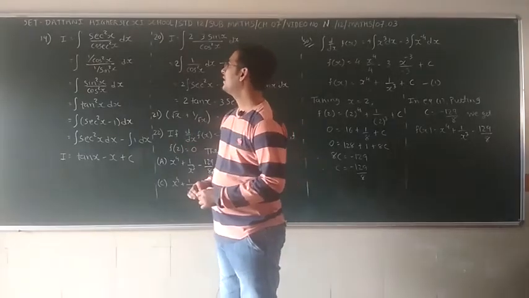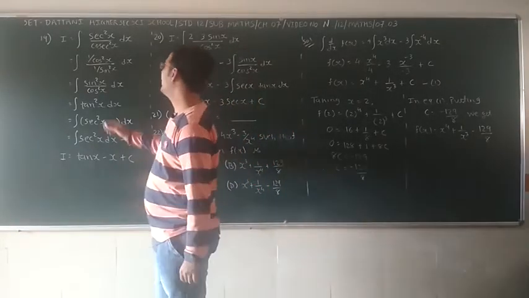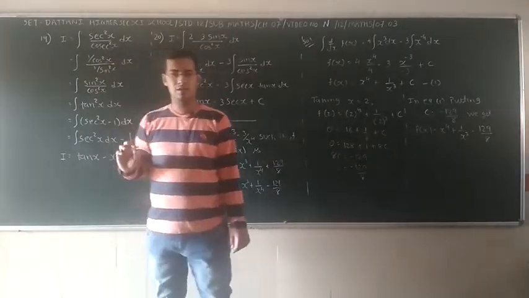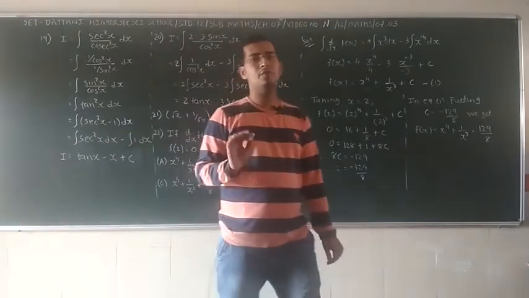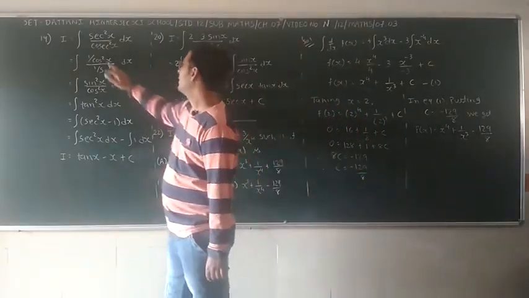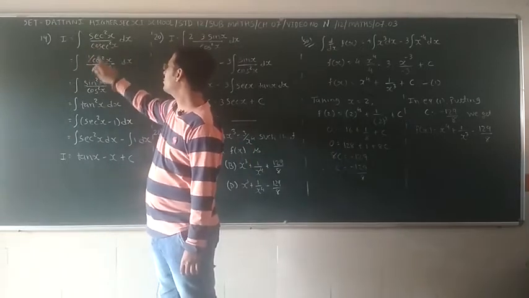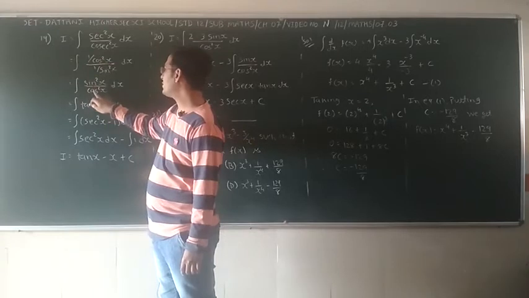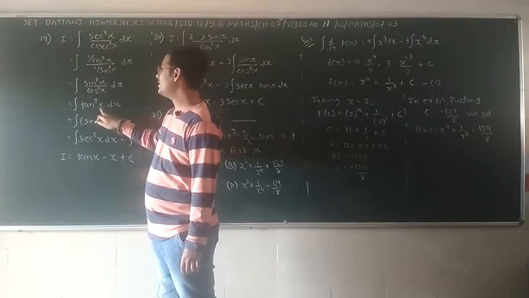Sum number 19, that is I is equal to integration of (sec square x upon cosec square x) dx. So there is no division rule. So we have to just convert it to sin and cos. So sec square means 1 upon cos square, cosec square means 1 upon sin square. Denominator of denominator comes in the numerator. Sin square upon cos square, that is tan square x dx.